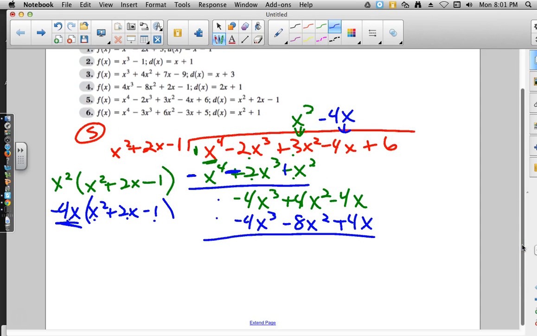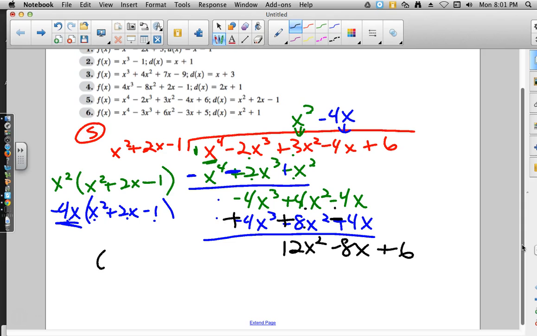So now we need to change that to adding a negative. So this will become a plus, and a minus. Again, that's because normally we would do subtraction. So negative 4x cubed plus 4x cubed, 0. That's gone. That's exactly what we wanted. 4x squared plus 8x squared is 12x squared. And then we have a negative 4x and another negative 4x, negative 8x. Bring down the next term.